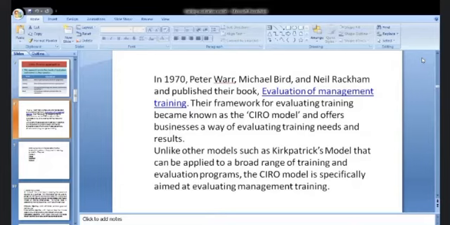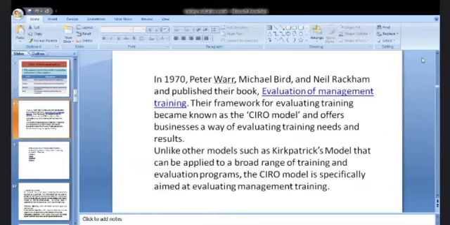So in their book, Evaluation of Management Training, they introduced this model. This is known as one framework for evaluating the training, which is called the CIRO model, and it offers a business way of evaluating the training needs and the results.